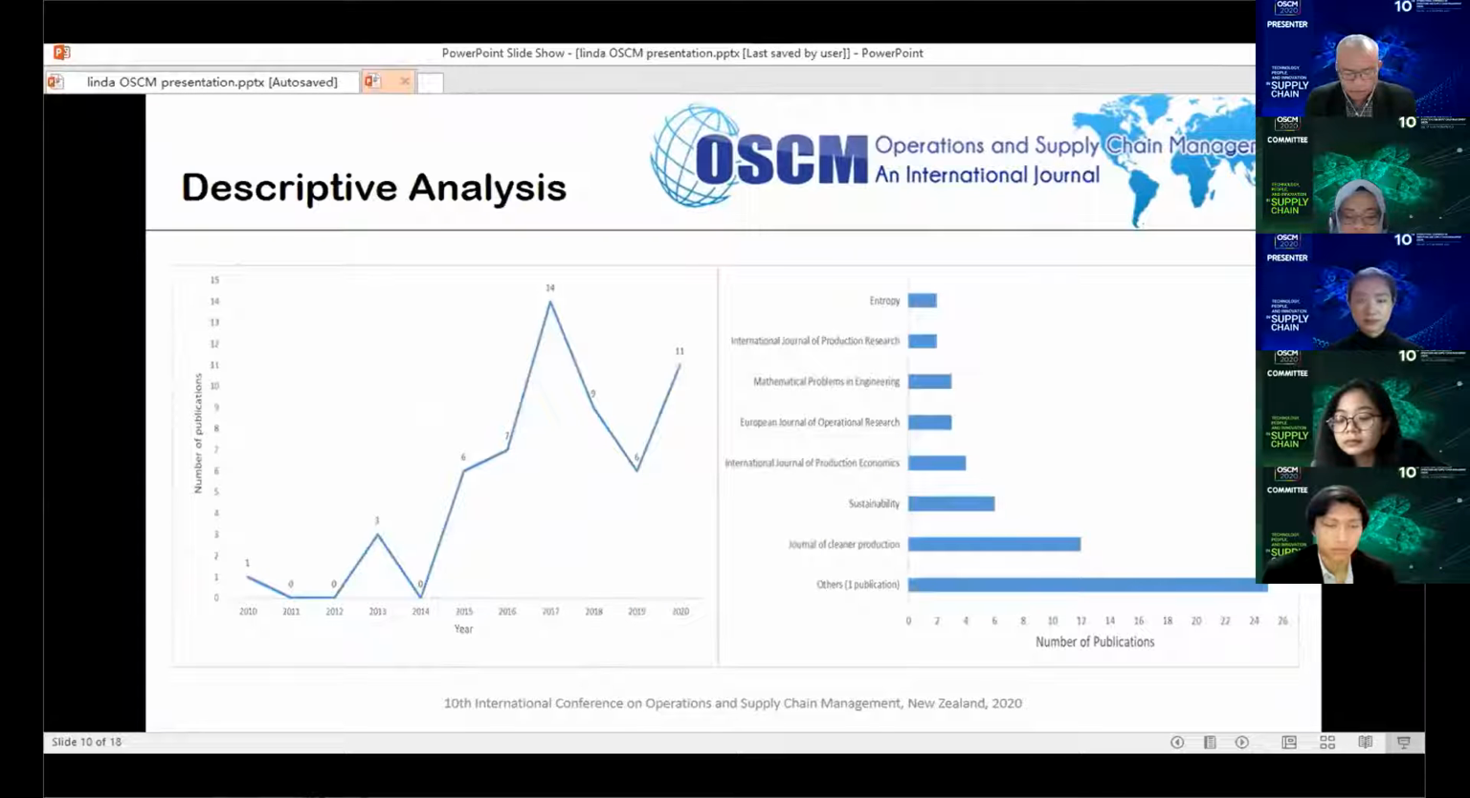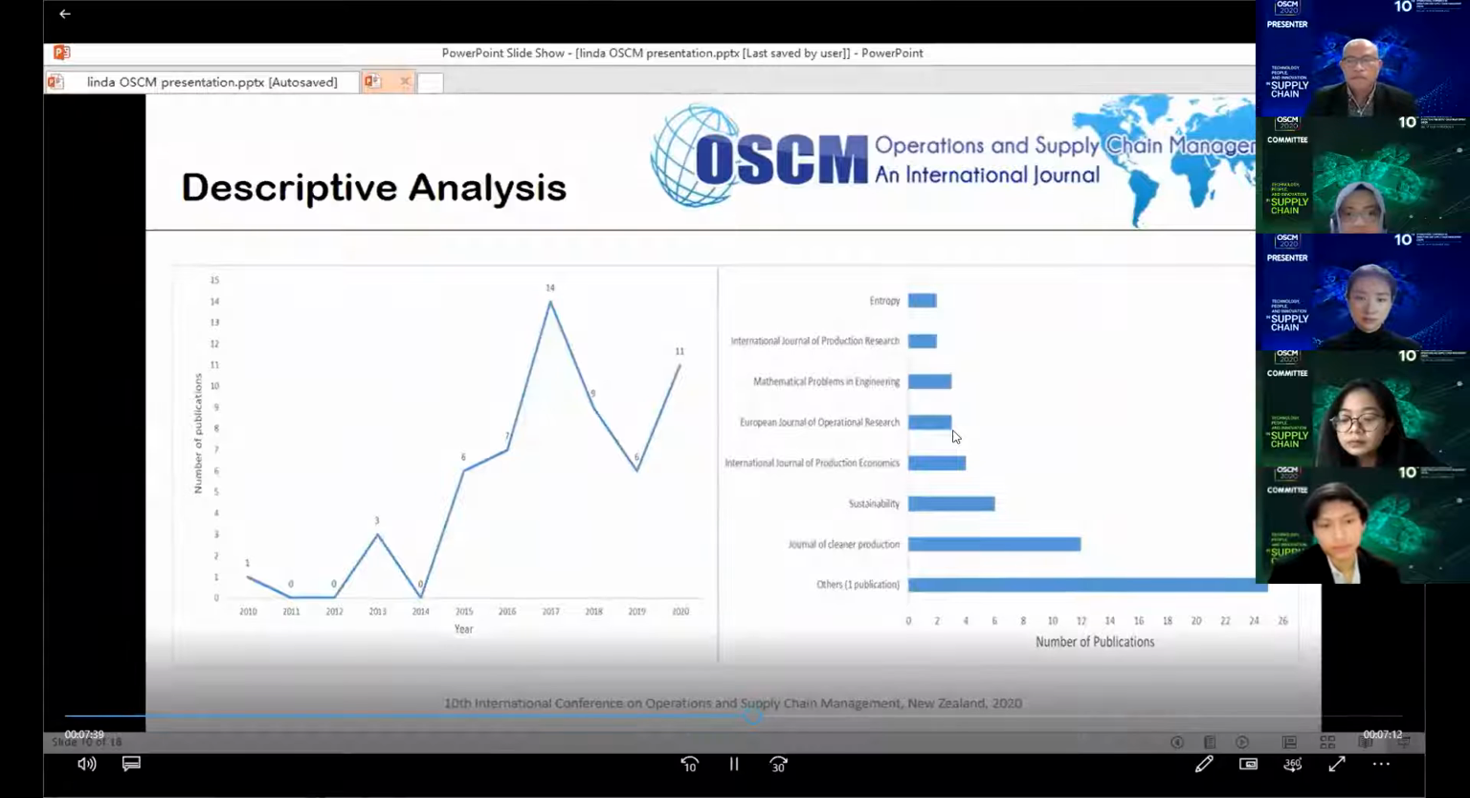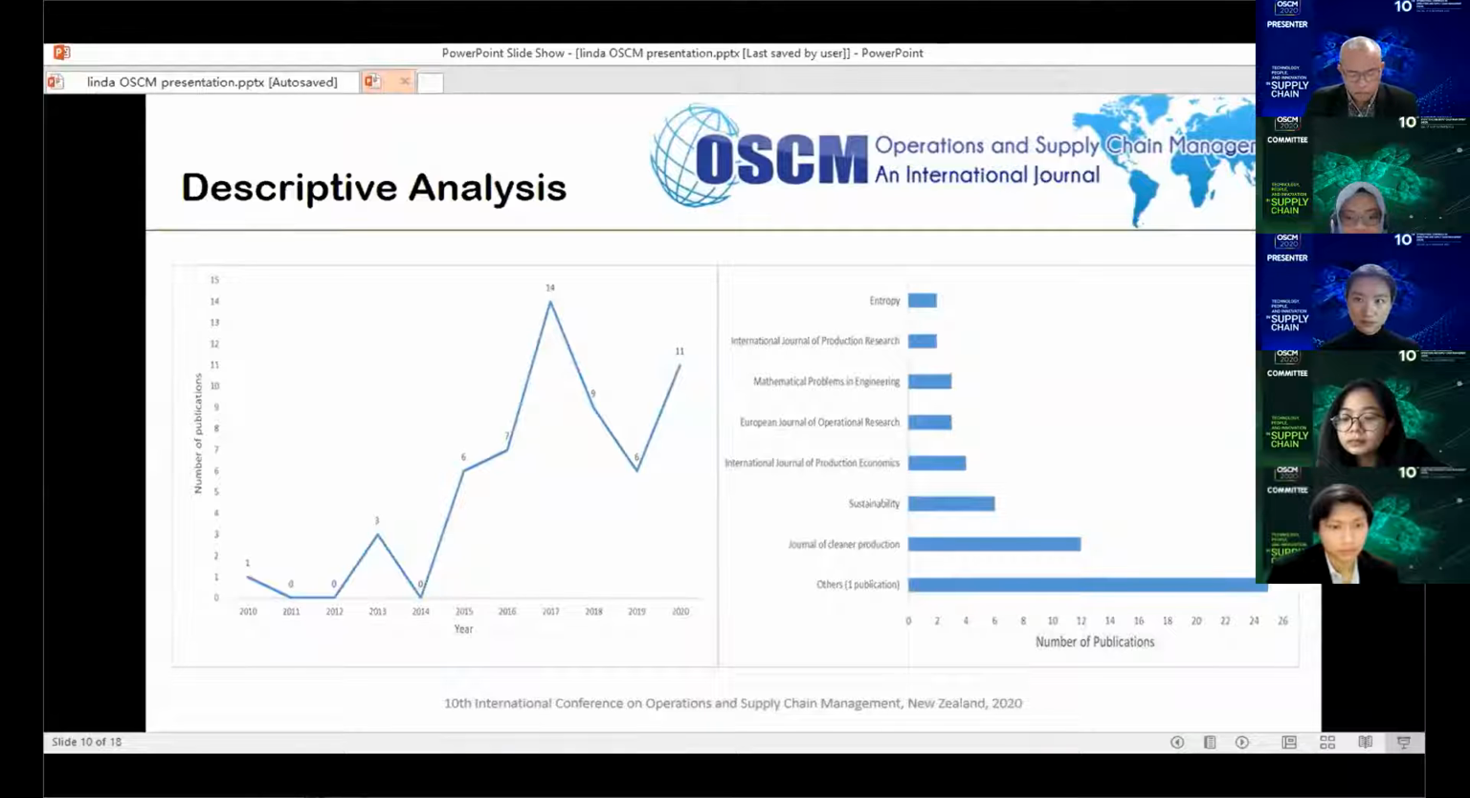During the descriptive analysis, as you can see on the graph on the left side of my screen, the distribution of the papers is erratic, but the general trend is an increase in publications on dual channel closed loop supply chains. Also, you can see that the topic is new, as the first publication on the topic was in 2010. And like I said, it's erratic.